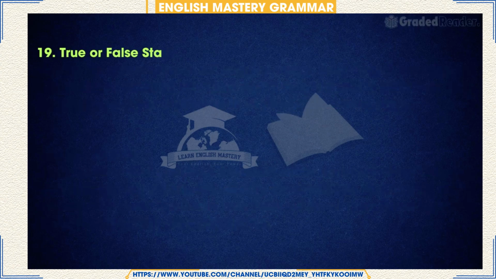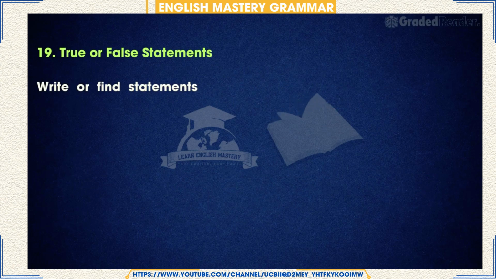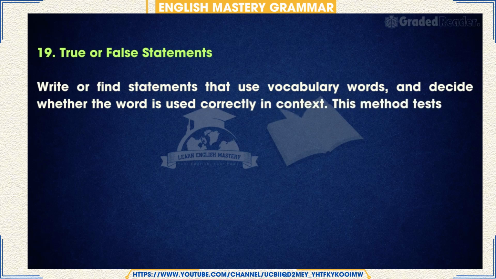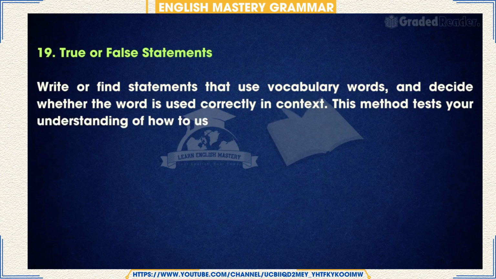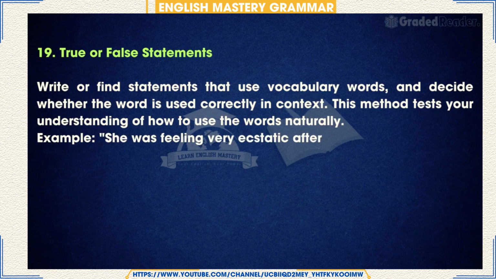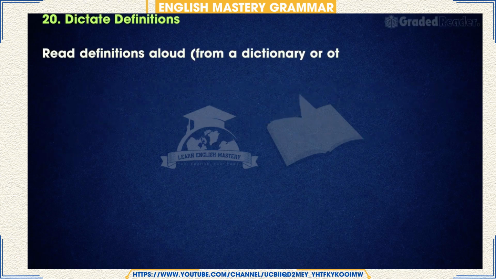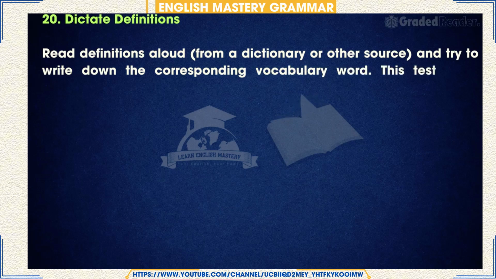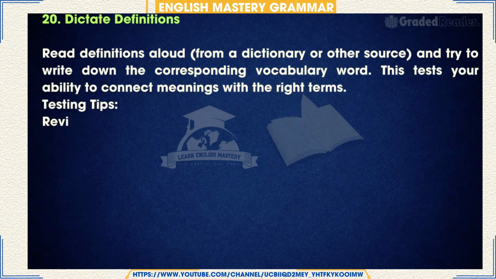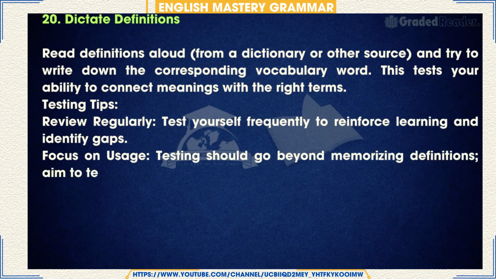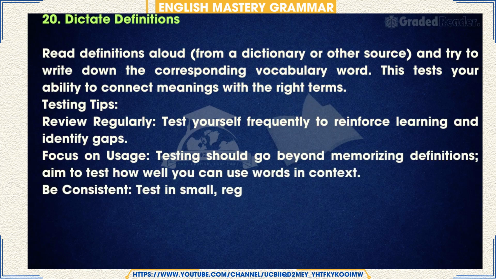19. True or false statements. Write or find statements that use vocabulary words and decide whether the word is used correctly in context. This method tests your understanding of how to use the words naturally. Example: she was feeling very ecstatic after hearing the bad news. False. 20. Dictate definitions. Read definitions aloud from a dictionary or other source, and try to write down the corresponding vocabulary word. This tests your ability to connect meanings with the right terms.